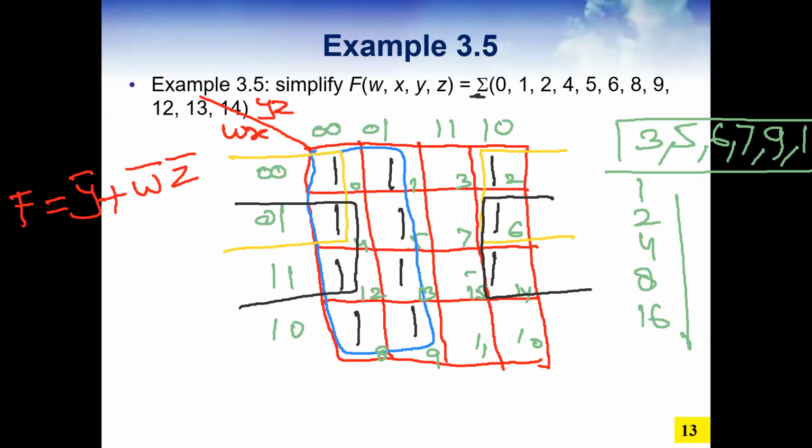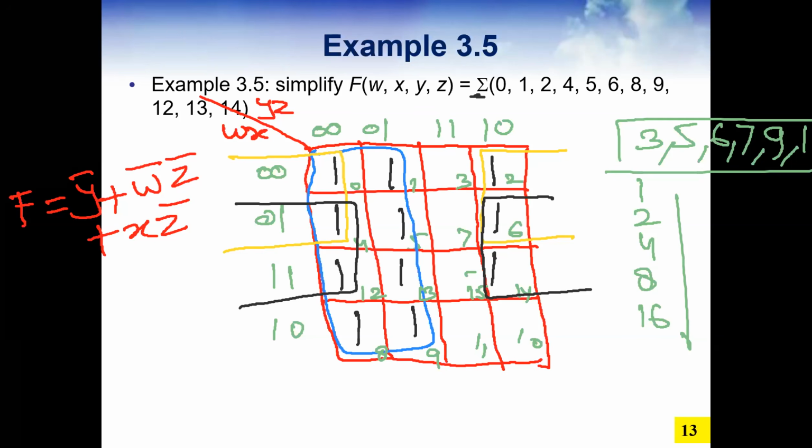Now the black color. X, Z complement. Z complement, correct. Now can you see what the larger group is here? The group of 8. Because this group of 8 gives me a single literal in the solution, but the group of 4 gives me two literals. I told you, the larger the group, the fewer the literals. That's why we always try to form a larger group.